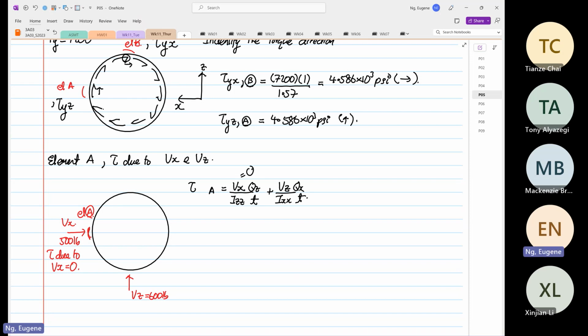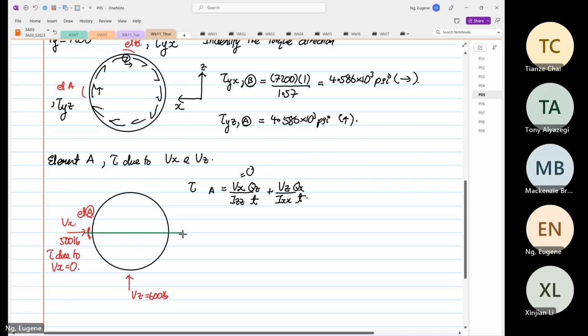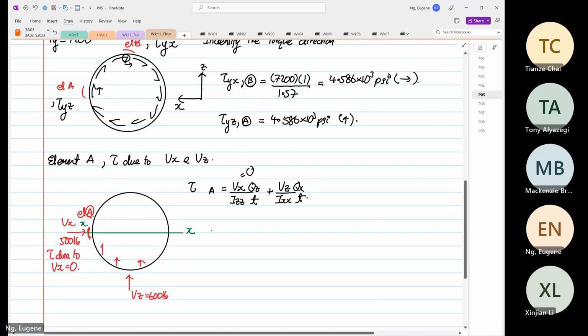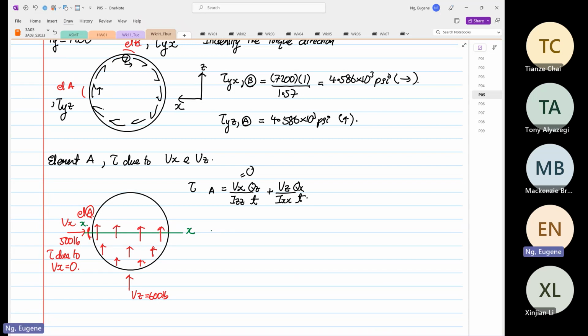So we know that this term is equal to 0. So now if we were to construct the shear flow, right? I want you to pay a lot of attention down here, okay? This is important. So we know that this over here is our XX direction. Okay. So if now I were to construct our shear flow, right? Okay. It's in that direction. Okay. So let's calculate the value first.